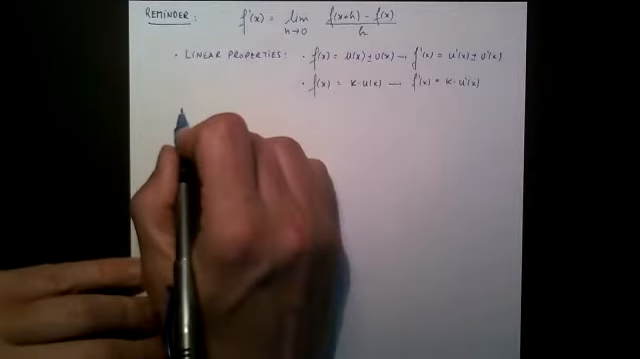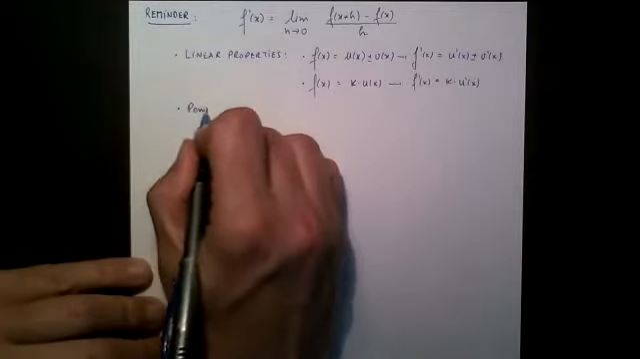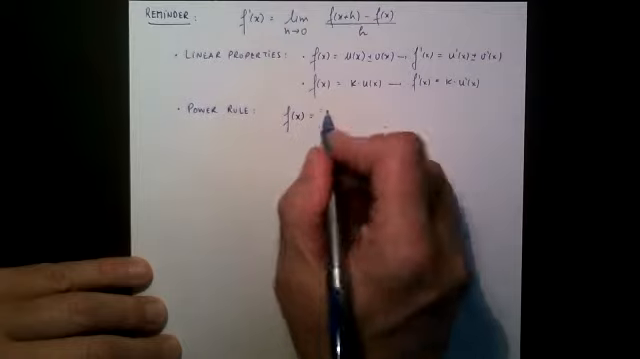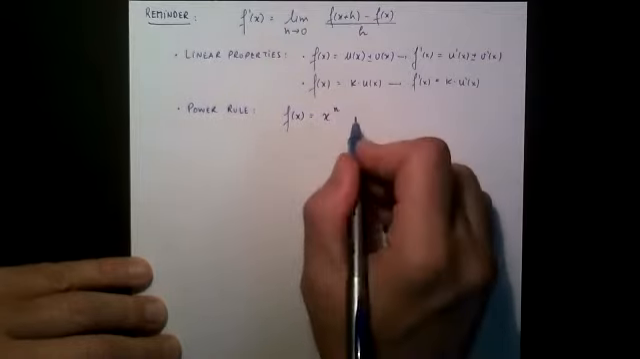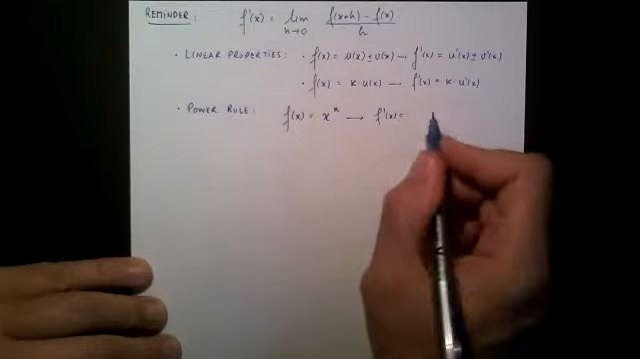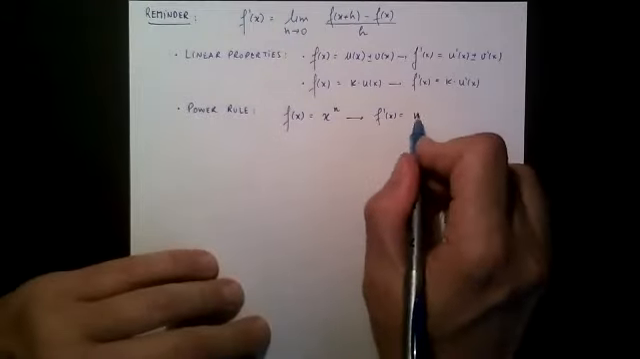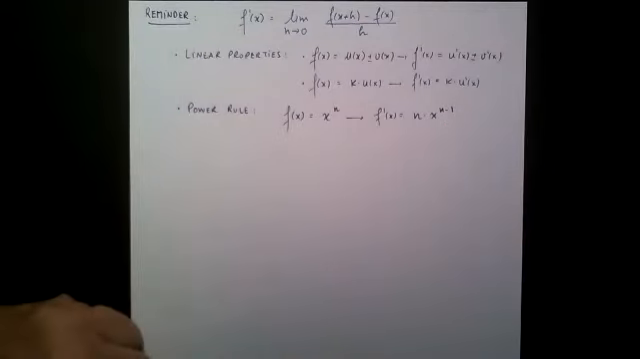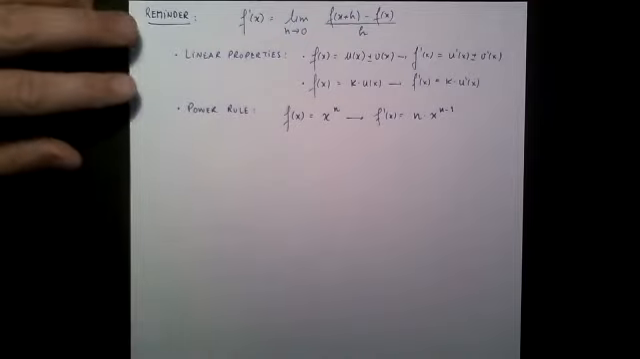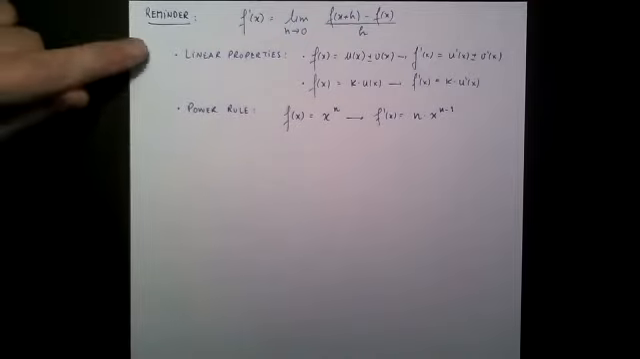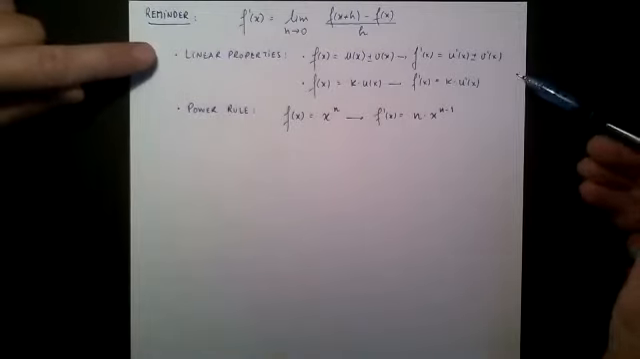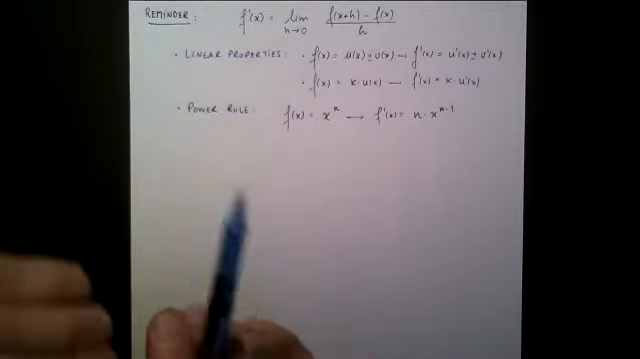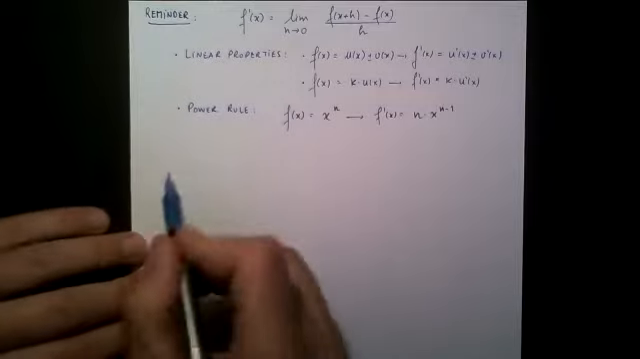Okay, then we did the power rule. The power rule tells me that if f of x is equal to x to the power n, then the derivative is n times x to the power of n minus 1. Okay, and that's how far we went. We didn't do anything more than this. We did some examples on this and we proved the linear properties, right? We proved both of them, right? I think we did. Yeah, we did. Okay, good. So let's go now to the power rule.